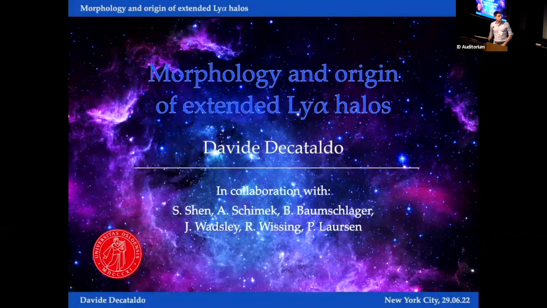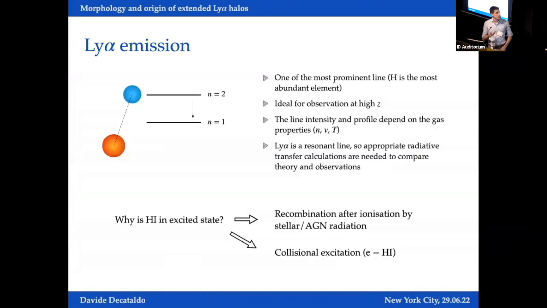I'd like to talk about some of the highlights of my ongoing research on Lyman alpha radiative transfer. I want to focus in particular on explaining the origin of extended Lyman alpha halos that we observe at both high and low redshift, and I'll do this by post-processing numerical simulations. So let's have a look. Let's start with a very brief introduction about the basics.